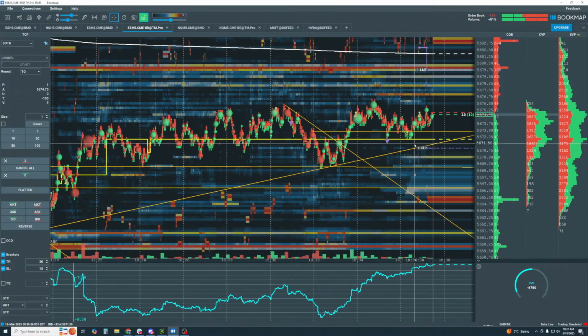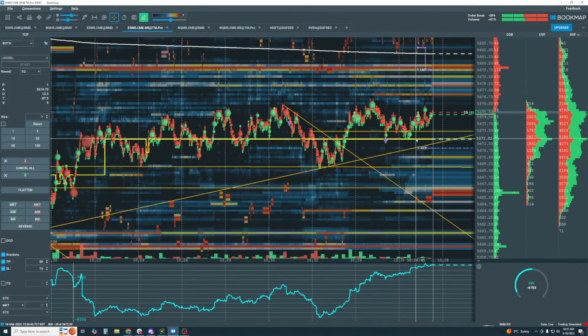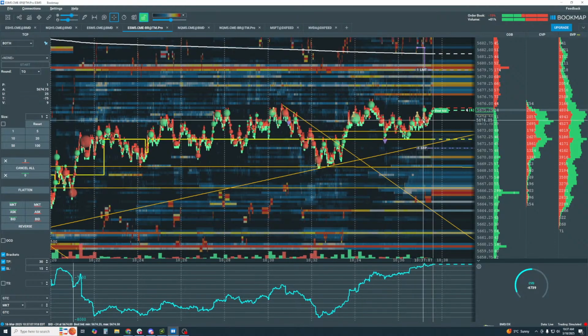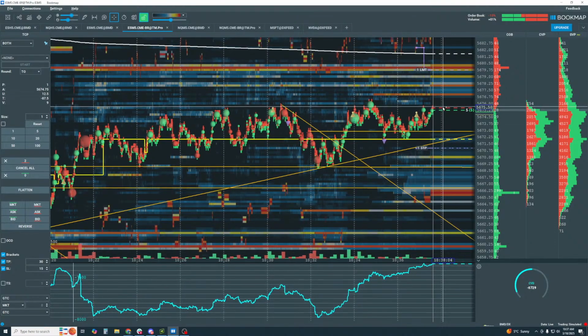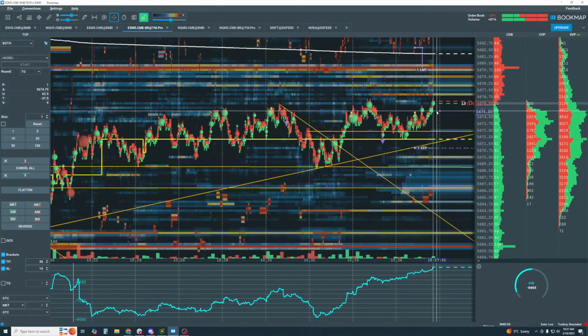Yeah, this market is not following the rules. It is very tricky. Usually this would go to VWAP. I'm with you on that, Trading is Life. I'm still kind of looking for it here.